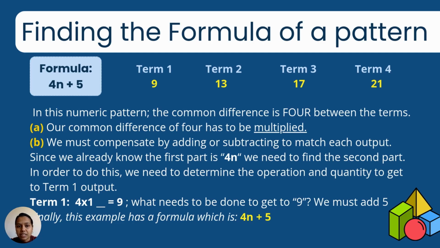Secondly, we must compensate by adding or subtracting at the first term to arrive at the outcome. So our first part is 4n. We need to find out from multiplying 4 times 1, how do we arrive at 9? And so the only difference we have is plus 5. So plus 5 becomes our second part of the rule. Next we need to test that it's actually going to work for each term. So let's do the testing in the next part.